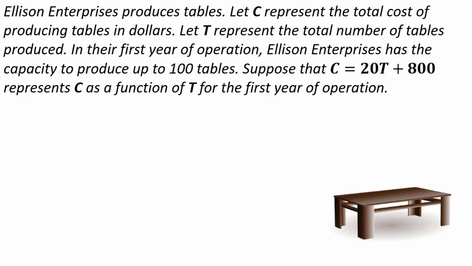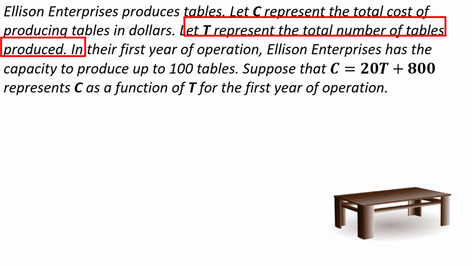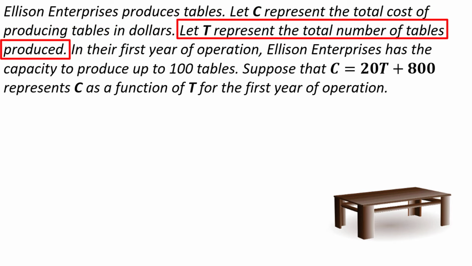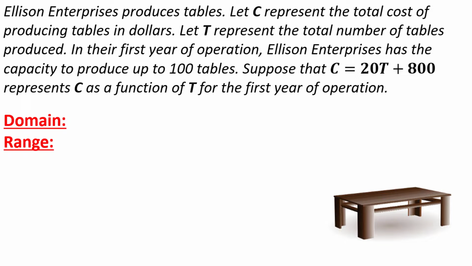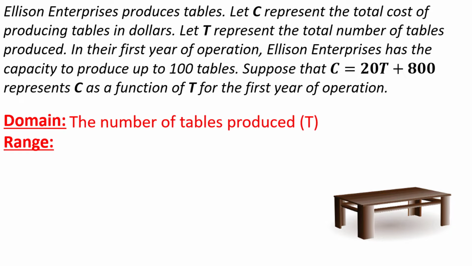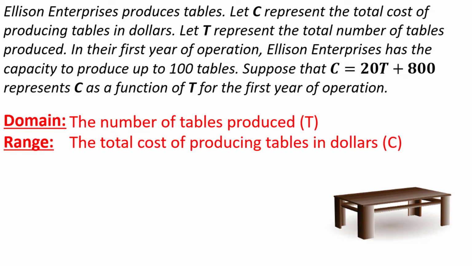Notice that we have 2 variables. C represents the total cost of making tables in dollars, and T represents the number of tables produced. Which variable represents the domain and which represents the range? Well, since the cost is determined by the number of tables that are produced, we would think of the tables as the input, meaning our domain should be the number of tables produced, and the total cost of producing tables in dollars should be our output, or range.